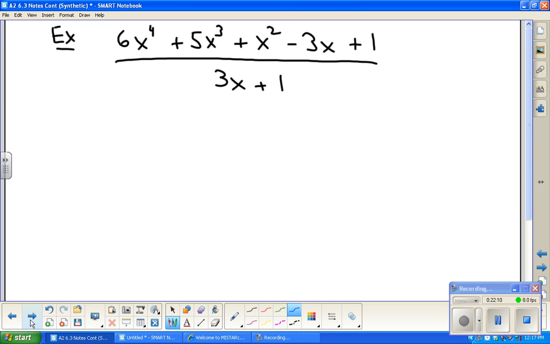Okay, so as you're thinking about this one, you've got to weigh your options and decide: do you want to just do long division because of that 3 down there, or do you feel like doing a bunch of work with a bunch of little fractions? Because remember, to make this work, we've got to divide everything by 3.